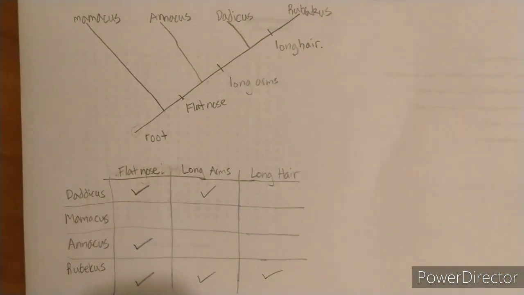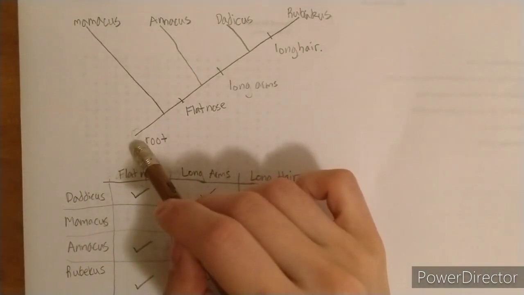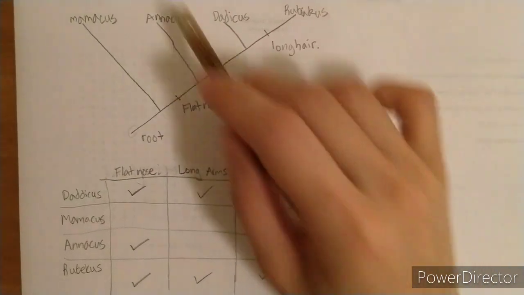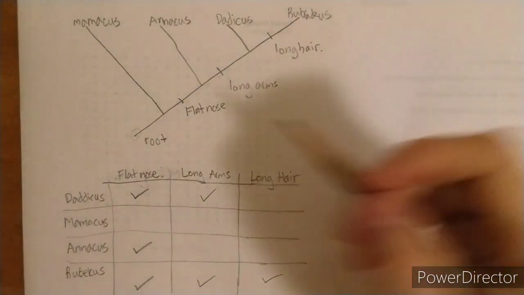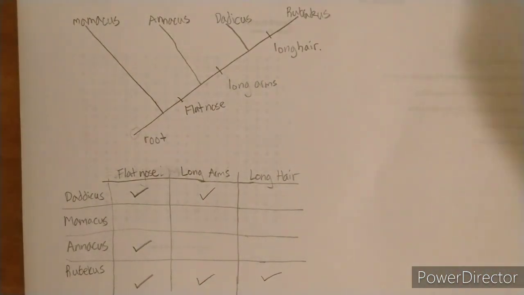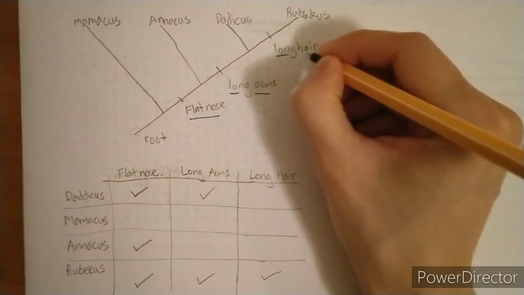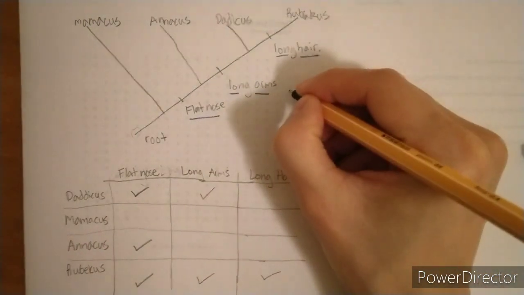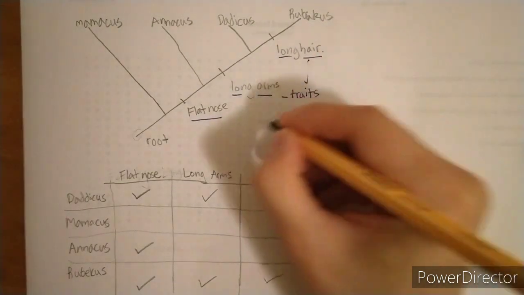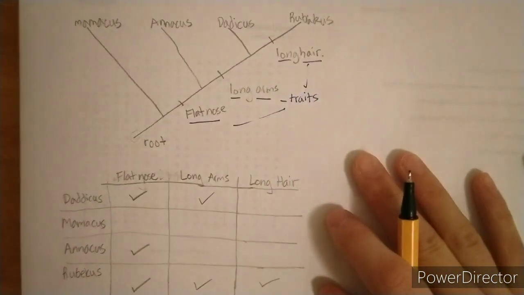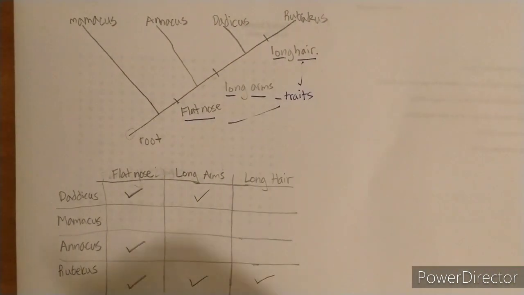That is the basics of a phylogenetic tree. You can tell it does look like a tree because it's got a root, origin, and then branches, basically points where species diverged off from each other. You'll also notice that it includes small markers for traits. So all of these things, flat nose, long hair, long arms, are going to be considered traits, distinguishing traits that help us differentiate between the species.